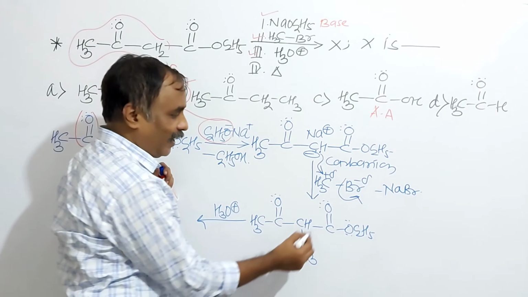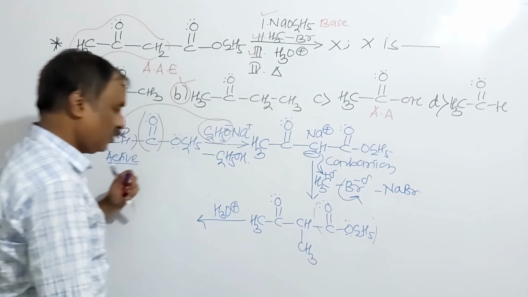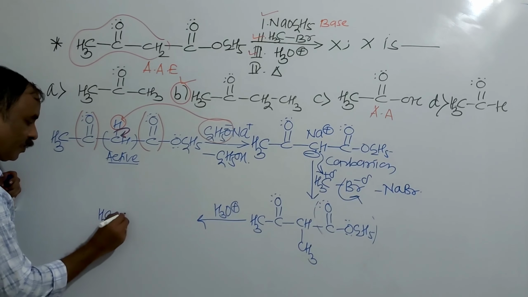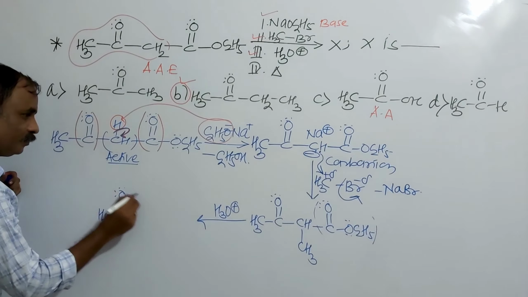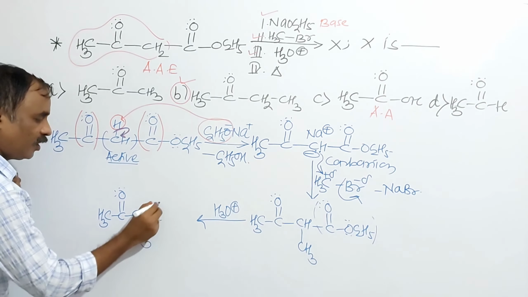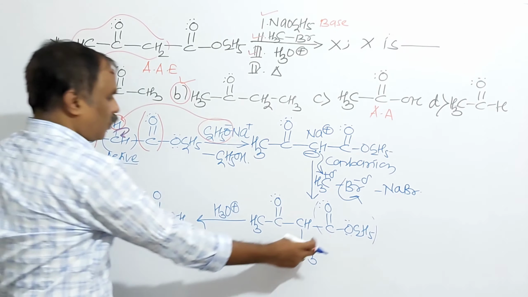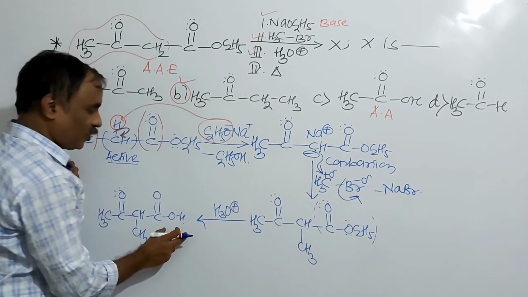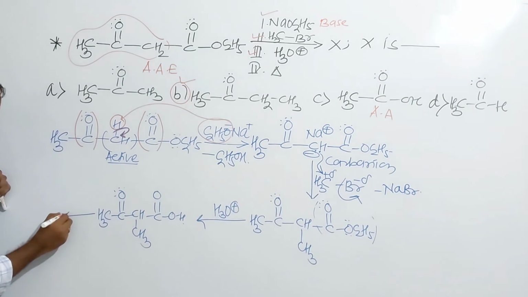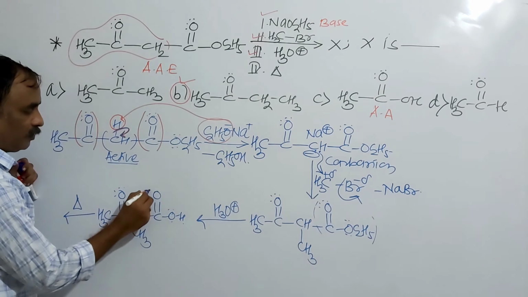We know that in acid hydrolysis, the ester group will convert into what? Carboxylic group. That is, CH3, C double bond O, CH3, C double bond O, OH. Conversion of the ester group into a carboxyl group. Here ethyl alcohol is again given out. And the final step is heating. So due to heating, what happens?